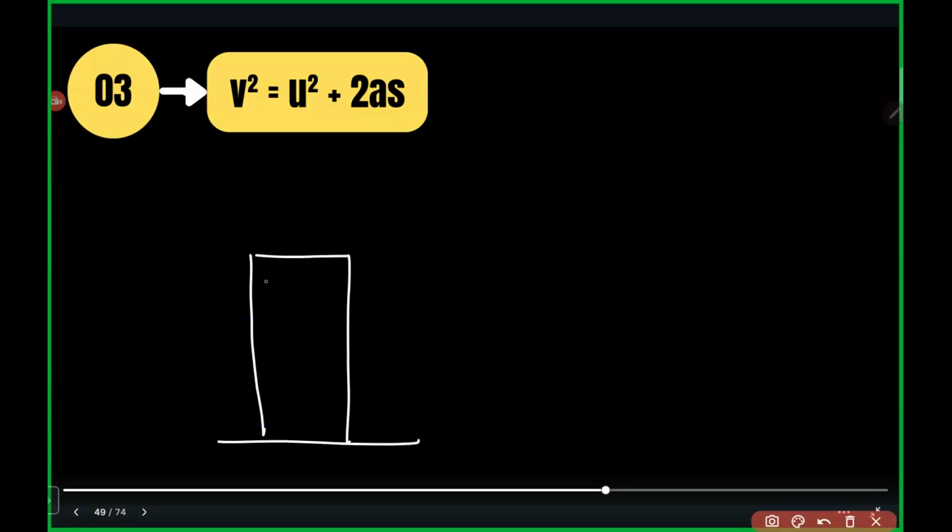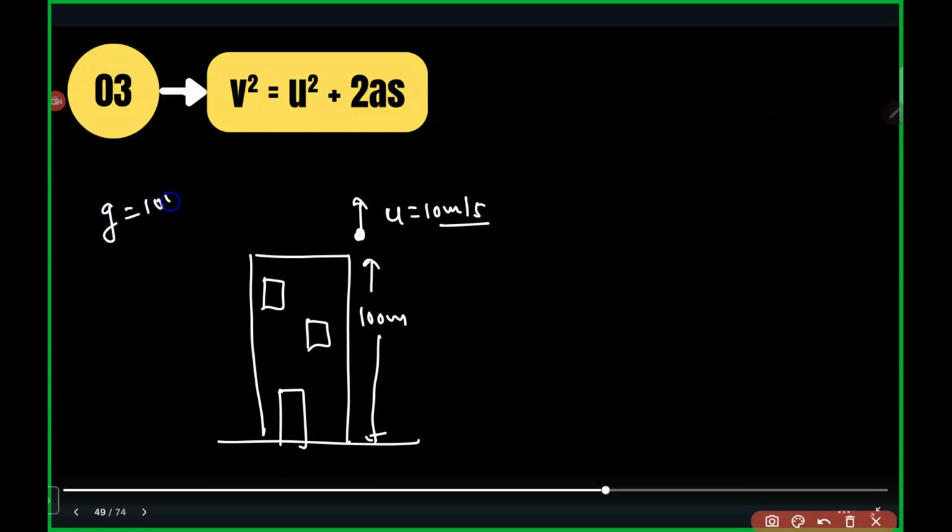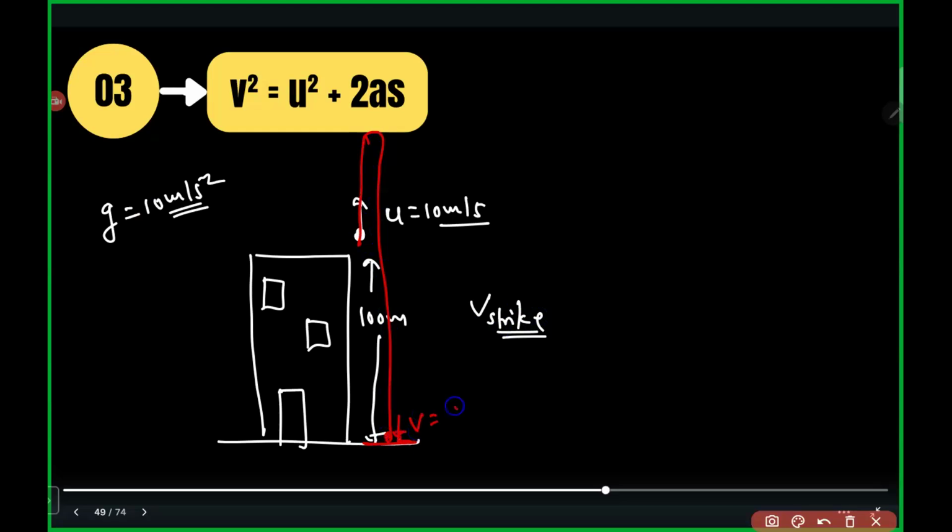This is a building again, and the height of the building is, let's say again, 100 meter. Here is a person who throws a stone upward with a speed u equal to 10 meter per second. You know the value of g is 10 meter per second square. You have to find the velocity with which it is going to strike. You know what its path will be: it will go up, then it will turn and come down and strike the ground. So when it arrives here, it will have some velocity, and you have to tell what it will be. Remember the sign convention. Don't forget the sign convention.